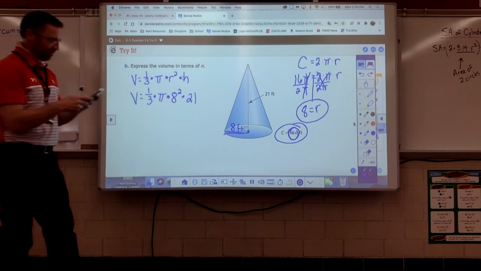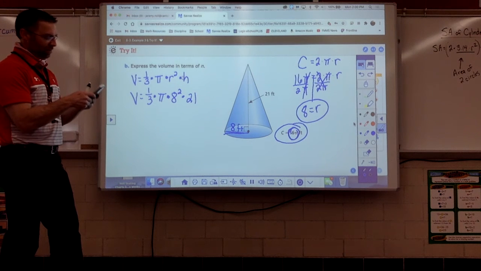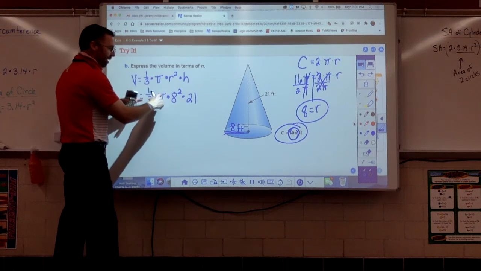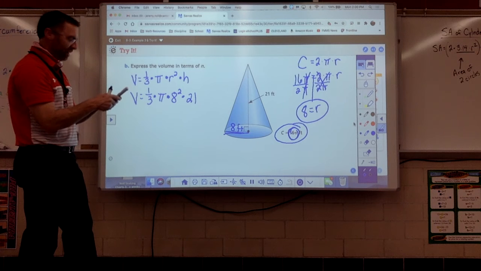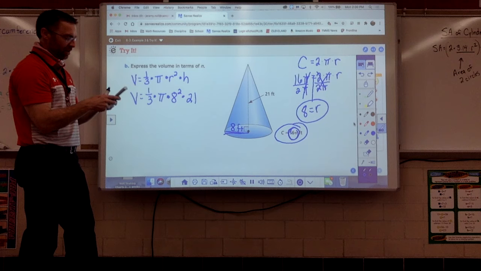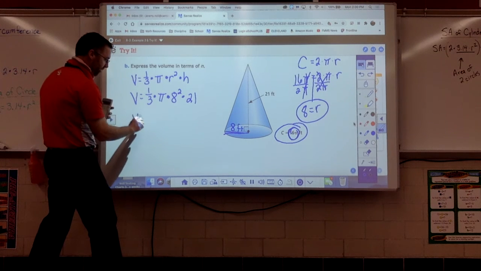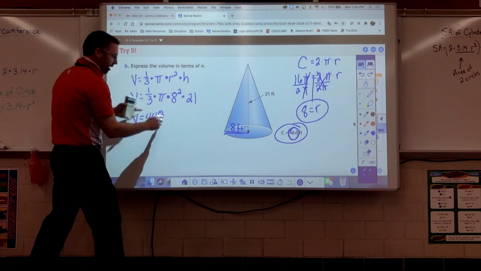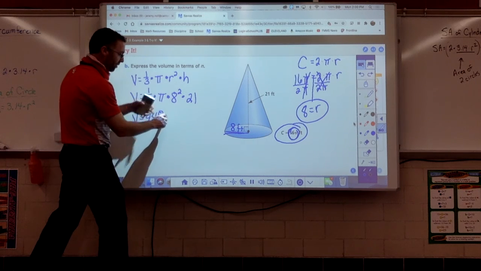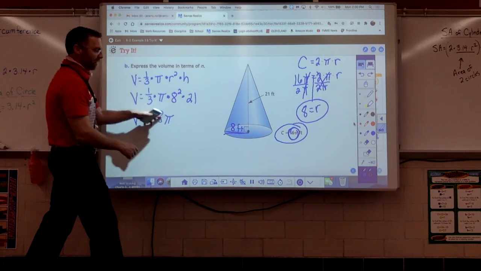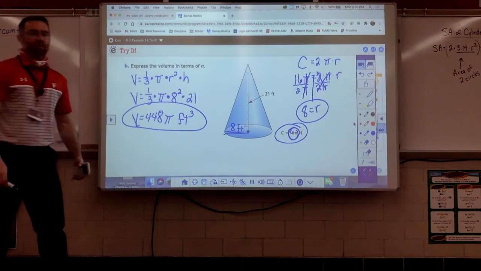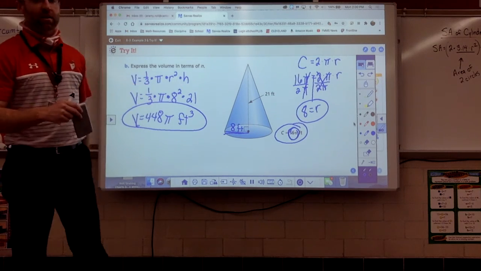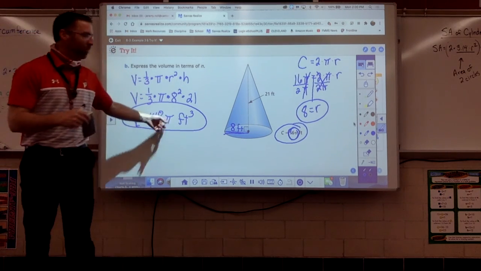Now it's time to start multiplying. But again, in terms of pi, so I'm not going to multiply by pi. I'm just multiplying the constant terms together. So 1/3 times 8 squared times 21. And this comes out to be 448. Pi. But we still have to multiply by pi, so I'm going to add it on there at the end. Give it a unit, cubic feet. We now found the volume of that cone in feet cubed in terms of pi.